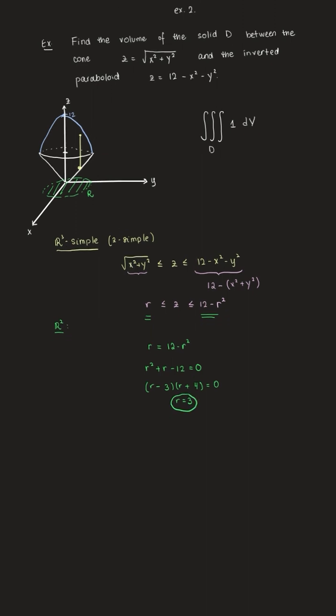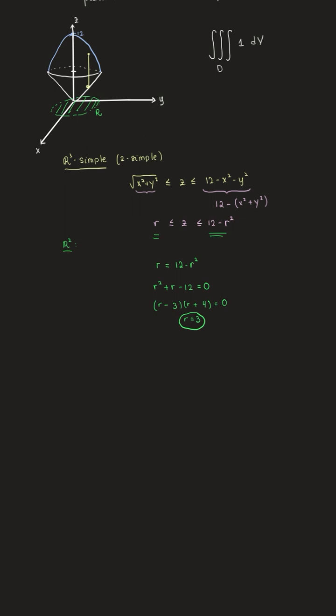But its intersection with the xy plane is a circle of radius 3. So I'm going to do a quick sketch of that circle on the xy plane. So here we go. We have a circle of radius 3. There's our circle of radius 3.